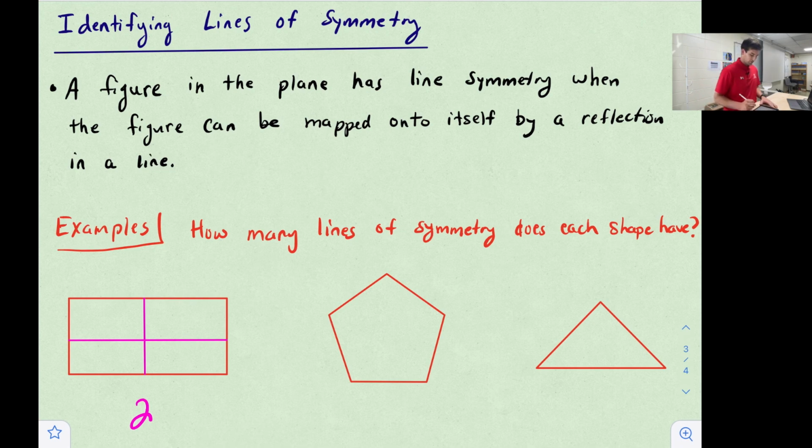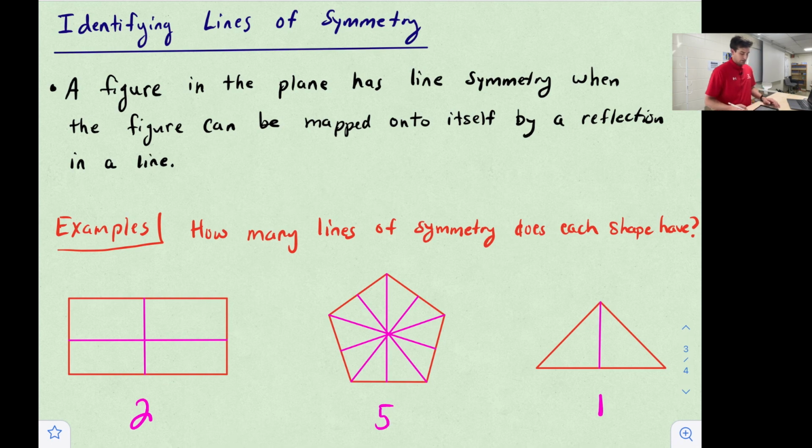Now for the next one, we have a regular pentagon. Okay, so notice if we draw a line straight down from each vertex, we could fold our shape over any one of these lines, right? So we have 5 vertices, so we're going to have 5 lines of symmetry here. So we could fold this shape over any one of those 5 lines, and they would lie on top of each other. And the last one for the triangle, we only have this one place where we could fold it, so there's just one line of symmetry. Okay, so that is reflections in geometry.